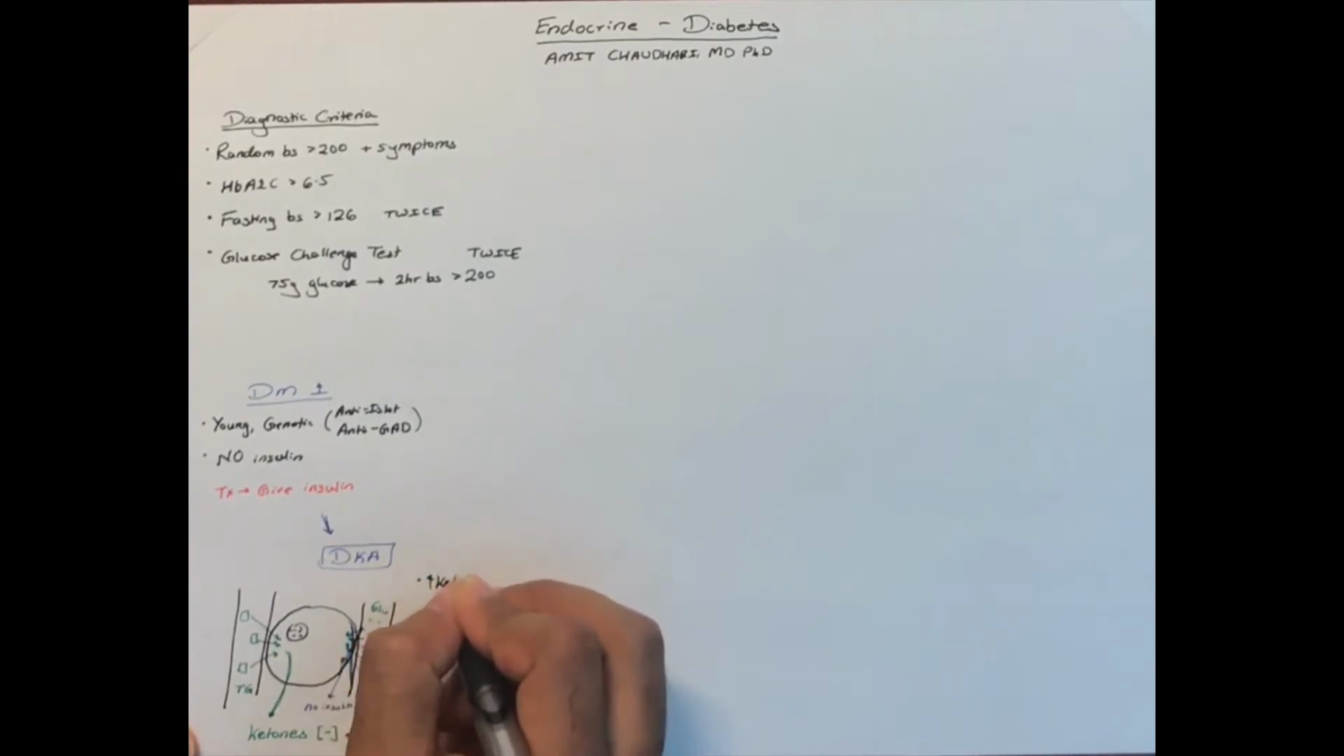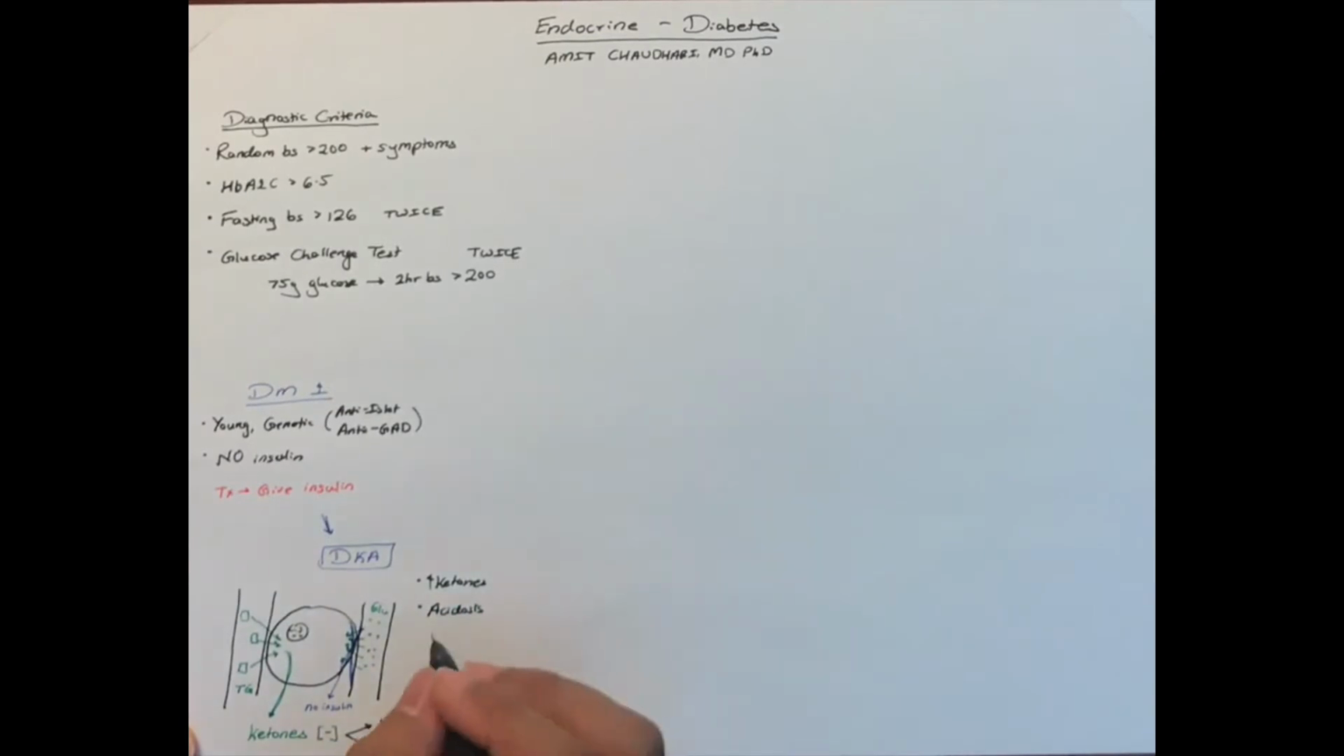Well, it is increasing ketones, and it is acidosis. So if you remember the anion gap formula, the anion gap is equal to the Na minus the chlorine minus the bicarb. If you decrease the bicarb, you will have a high anion gap. And so in diabetes, we call this a high anion gap metabolic acidosis.